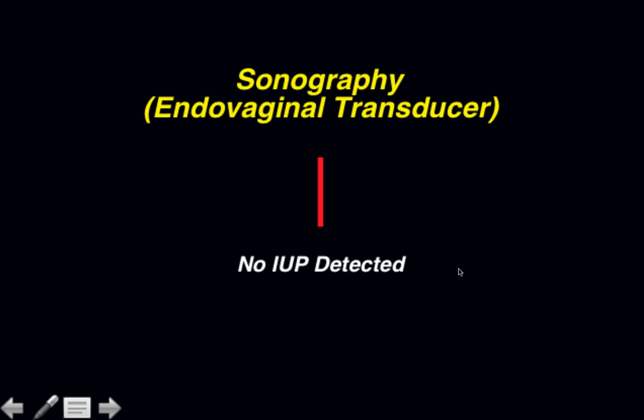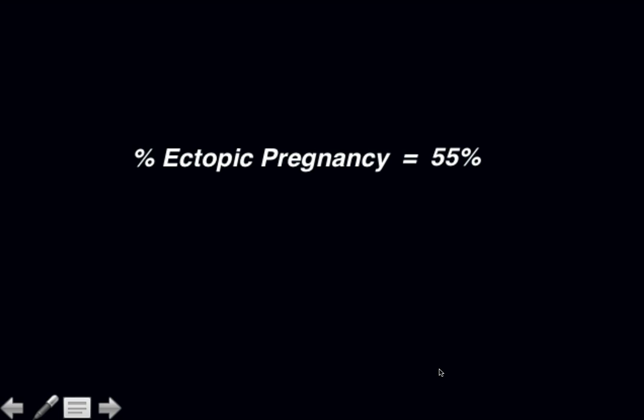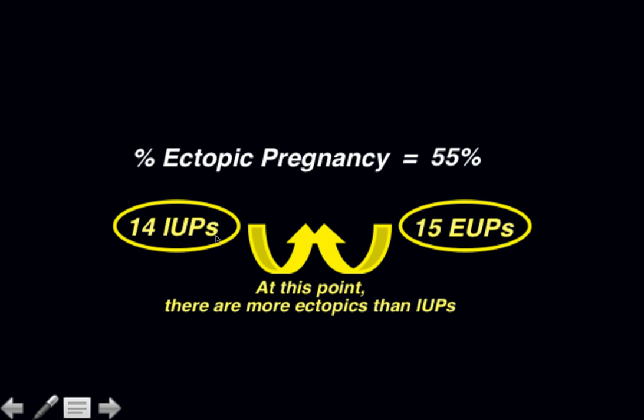If we now do our sonogram and we search the endometrial cavity and cannot identify an intrauterine pregnancy, that patient's risk jumps from 15% to 55%. How does that happen? Well, we've documented there are 85 IUPs in a group of 100 women who are suspected of having an ectopic pregnancy. And we are unable to demonstrate definitive criteria in 15% of those. That's 14 IUPs. And among 100 women who come with a suspicion of ectopic pregnancy, there will be 15 extrauterine pregnancies. So at this point in time, there are more ectopic pregnancies than there are IUPs.